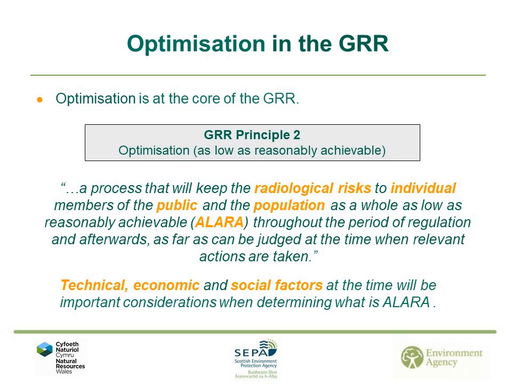Following international guidance, optimization is at the core of the GRR. This is reflected in Principle 2 of the guidance, optimization as low as reasonably achievable. Principle 2 states that a site shall be brought to a condition at which it can be released from radioactive substances regulation through a process that will keep the radiological risks to individual members of the public and the population as a whole as low as reasonably achievable throughout the period of regulation and afterwards, as far as can be judged at the time when the relevant actions are taken.